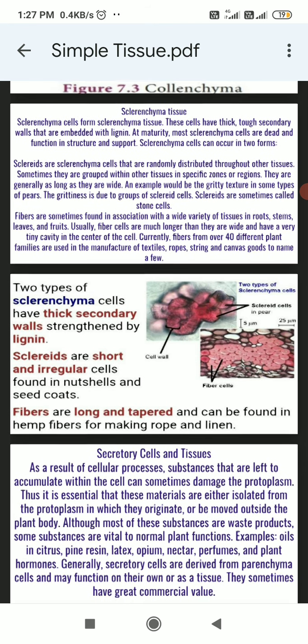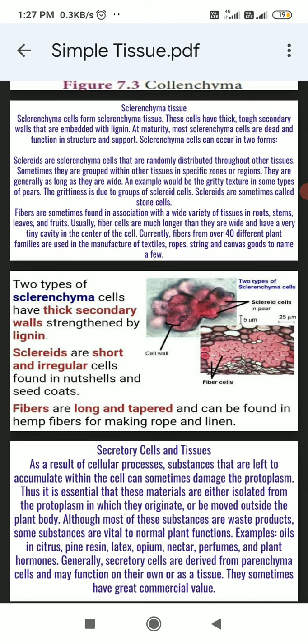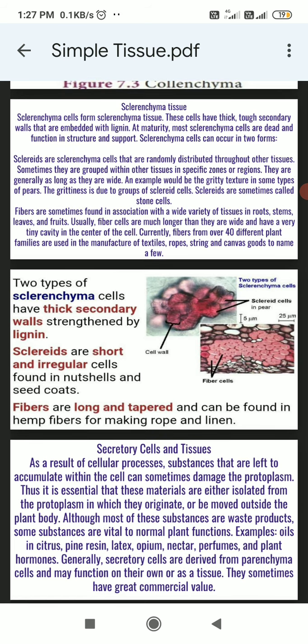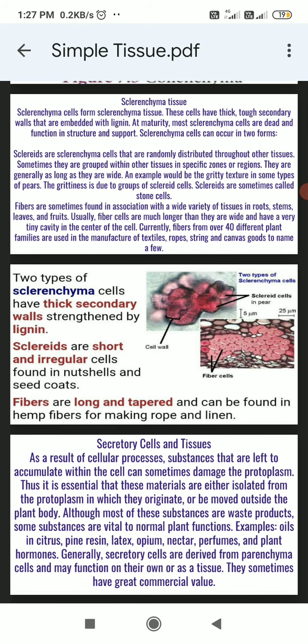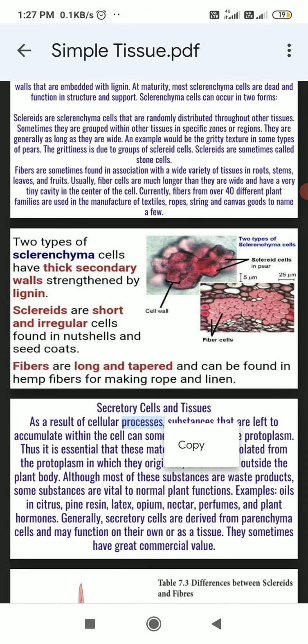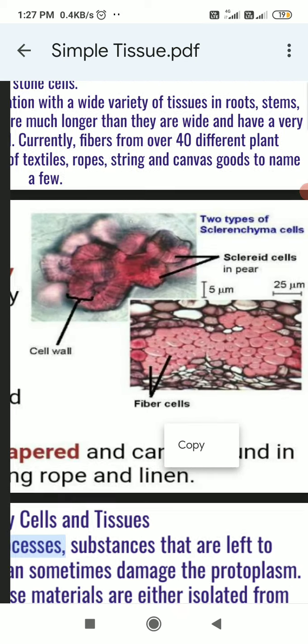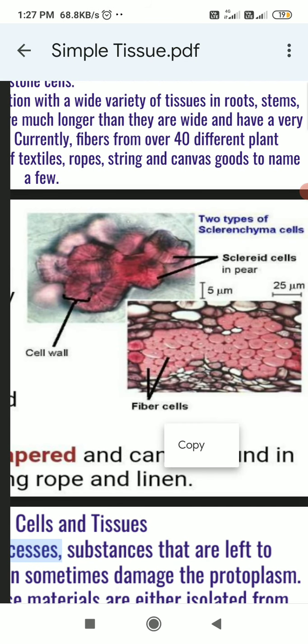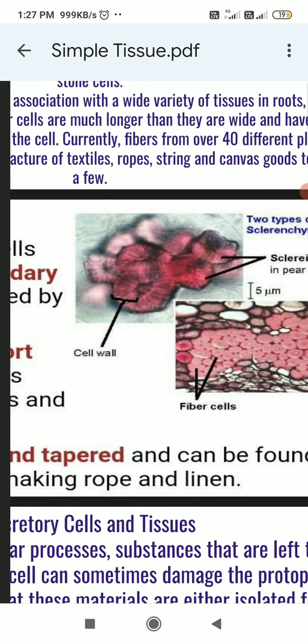Here is the basic difference between the two different types of sclerenchyma cells which have thick secondary walls strengthened by lignin, that is sclereids and fibers. Sclereids are short and irregular cells which are found in nutshells and seed coats, while fibers are long, tapered and can be found in hemp fiber for making rope and line. So here are the sclereid cells and these are the fiber cells.